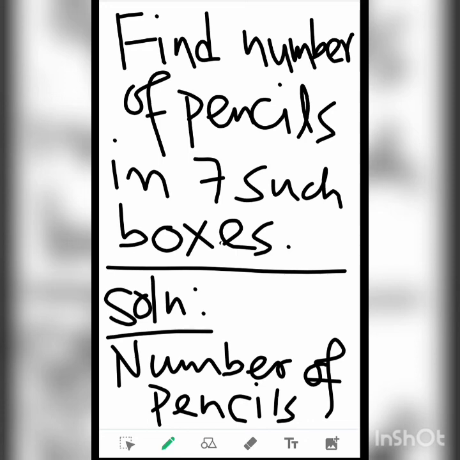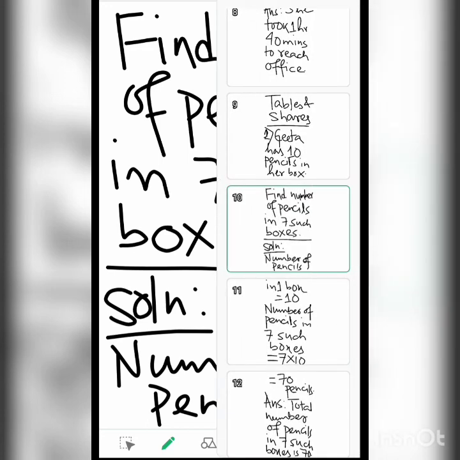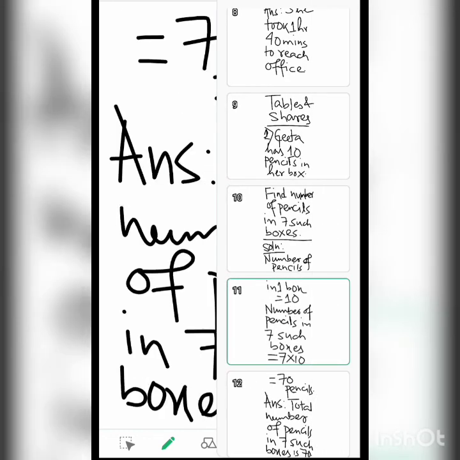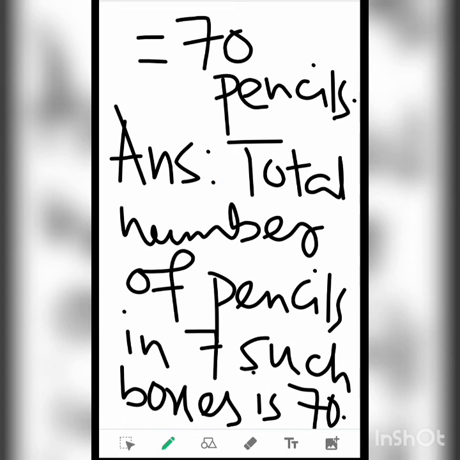You will begin your solution, number of pencils in one box. First of all, you write number of pencils in one box, that is 10. So number of pencils in 7 such boxes will be given by 7 multiplied by 10. You find the product of 7 and 10. Coming to the last board, we get, it gives us 70 pencils. So in the answer, we'll write total number of pencils in 7 such boxes is 70.